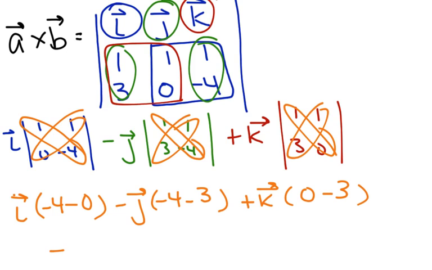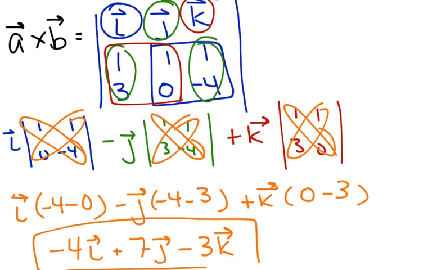And then simplify. So I get negative 4I plus 7J minus 3K. This is the value of the cross product. And again, I said it was going to be a vector rather than a scalar, like when we do the dot product.